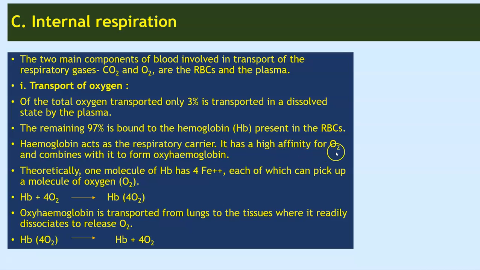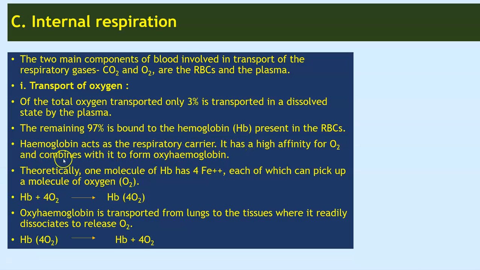It has high affinity for oxygen and combines with it to form oxyhemoglobin. Theoretically, one molecule of hemoglobin has 4 Fe2+, each of which can pick up a molecule of oxygen, O2. So you have hemoglobin plus 4 oxygen molecules giving you oxyhemoglobin. Oxyhemoglobin is transported from the lungs to the tissue where it readily dissociates to release the oxygen. That is, your oxyhemoglobin Hb4O2 dissociates to give you Hb plus 4O2. So this is how most of the oxygen gets transported in the form of oxyhemoglobin.